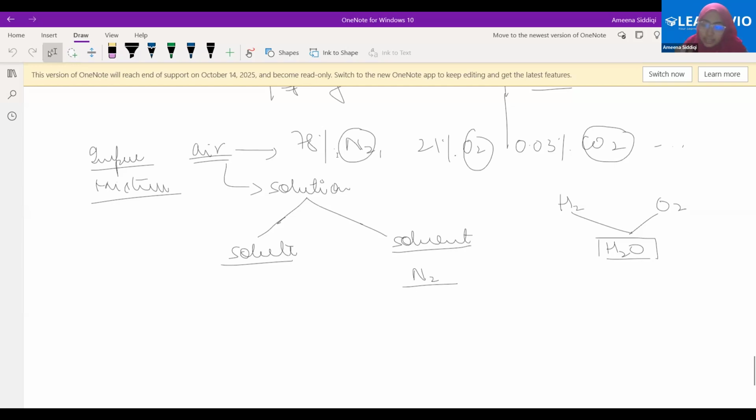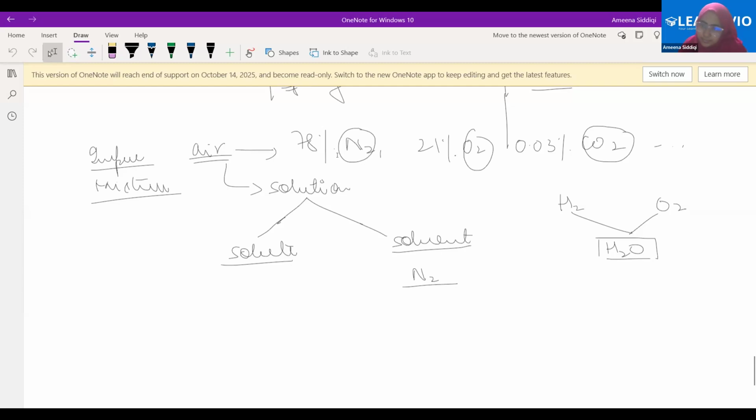Clear till here, fine. The next important point is, let's discuss what a solution is. First point, it is a homogeneous mixture. Second point, it consists of a solute and a solvent. Solute generally is the one which is in lesser quantity. Solvent generally is the one in greater quantity. The basic example from our day-to-day life is salt and water solution. Therefore, salt becomes the solute, water becomes the solvent.